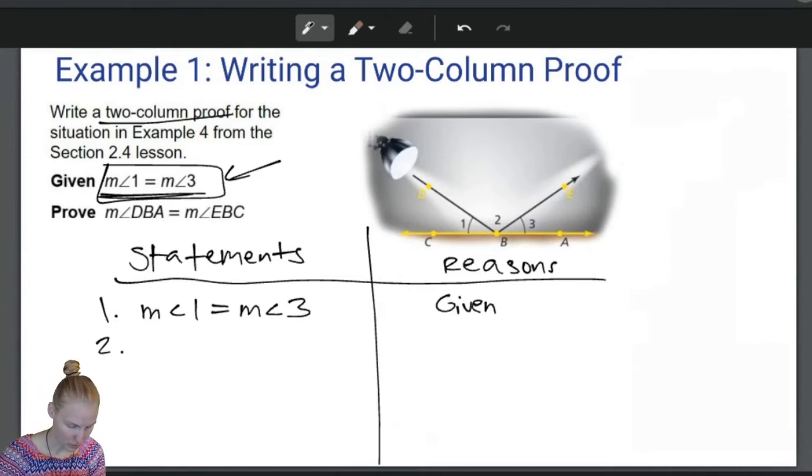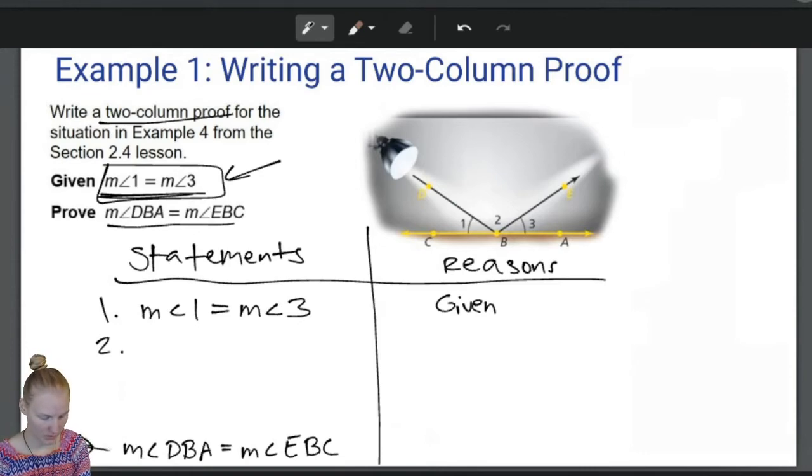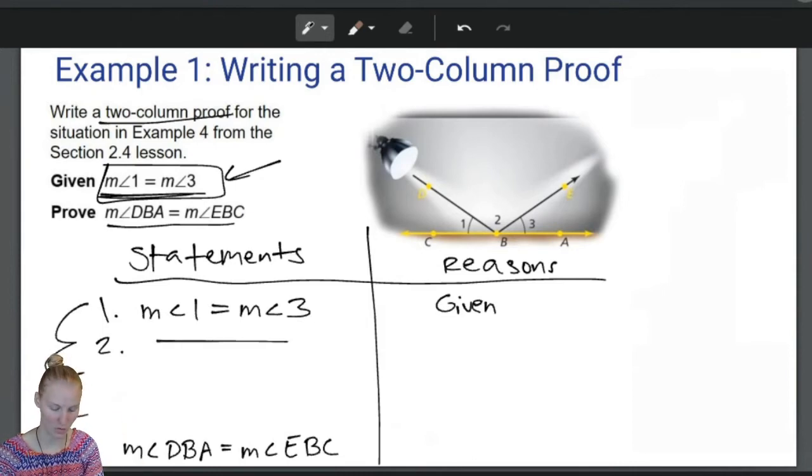Well, we are trying to prove this. We are trying to prove that the measure of angle DBA is equal to the measure of angle EBC. So in the end, I want to have this. Now, in order to get here, I need to take steps from here to here. I need to connect the dots between the measure of angle 1 and the measure of angle 3 being the same, and the measure of angle DBA and the measure of angle EBC being the same.